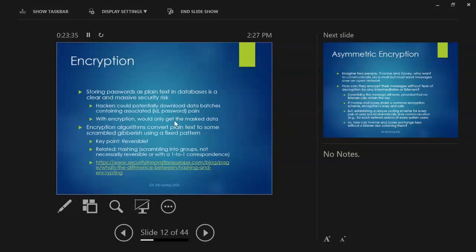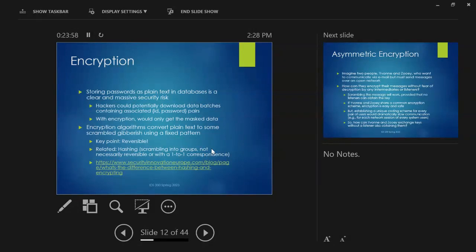So anyway, encryption algorithms basically take ordinary plain text and scramble it to some sort of gibberish using a fixed pattern. And the key point of encryption is that it is reversible, right? If something is encrypted, you want to be able to look at the data in its correct form at some point, right? So you have to be able to undo the process.